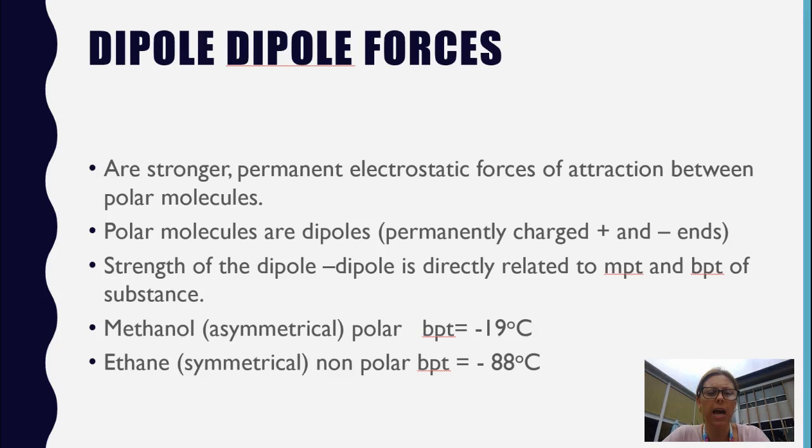So if we have a strong dipole, that will obviously be our higher one. It also depends on the shape of the molecule as well. With methanol, it's an asymmetrical shape, which leads to being a polar molecule, and its boiling point is minus 19 degrees, whereas ethane, which is a symmetrical shape, is nonpolar and its boiling point is significantly higher.